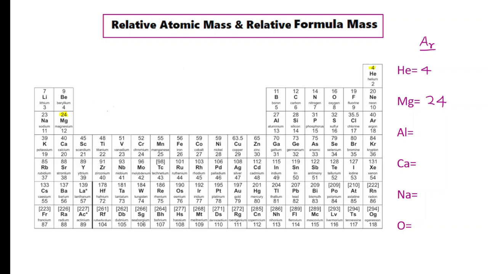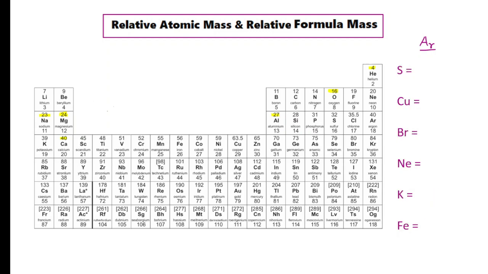What about aluminium? Aluminium is in group 3, and it's 27. What about calcium? Again in group 2. Let's go to calcium, and it is 40. So Ar of calcium is 40. What about sodium? It is in group 1. That's 23. And oxygen is in group 6, the sixth group, and you can see this is 16. So it's very straightforward to find the values of Ar.